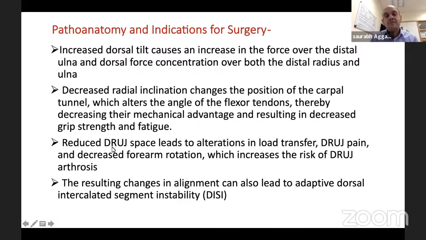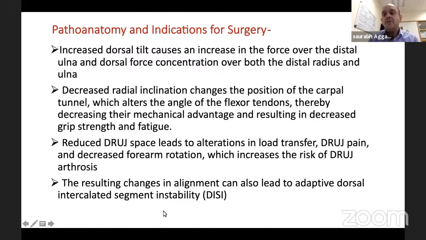Then the DRUJ. If there is a dorsal or a volar malunion and there's a DRUJ incongruity, there'll be pain, and load transfer will differ. Again, when the load transfer changes anywhere in the body, arthritis will happen, and of course, rotations will suffer.